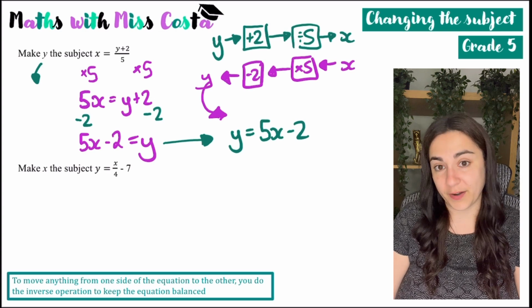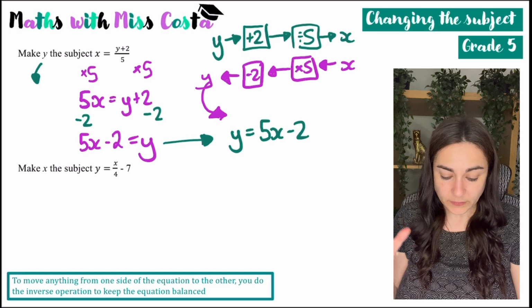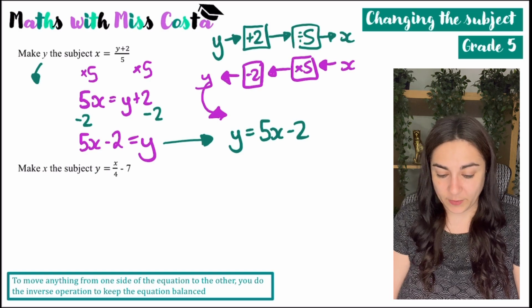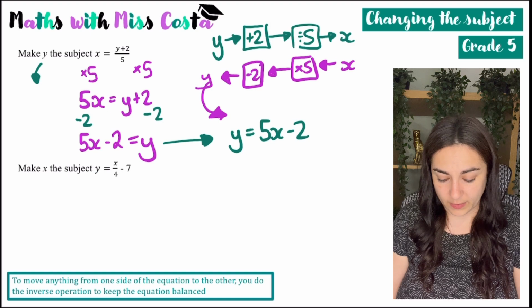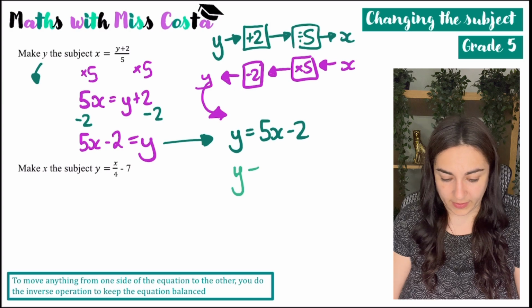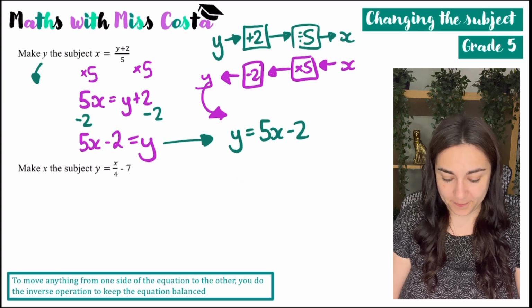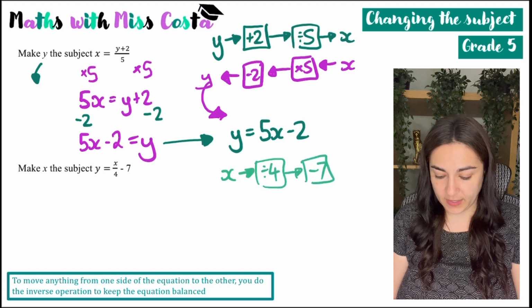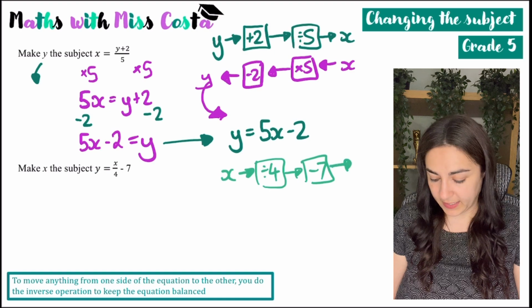Now we've got another fractional equation here, and this is why it's helpful to draw a little flow chart. So what is happening in order to get y? We're starting with x this time. So what's the first thing that's happening to x? Well, firstly, it's being divided by 4, and then I am subtracting 7. And what comes out is y.